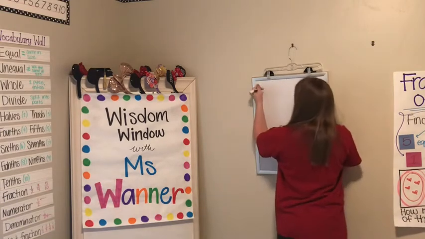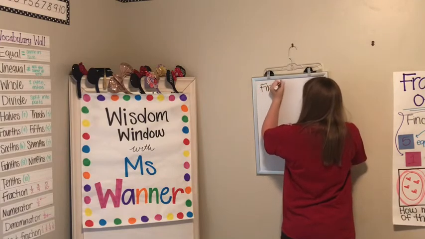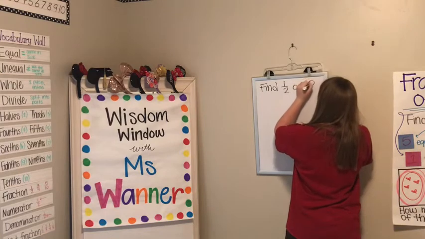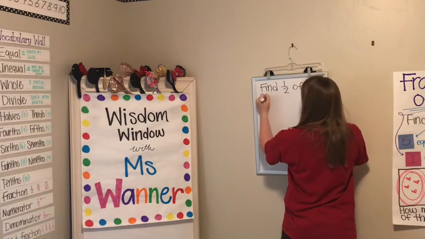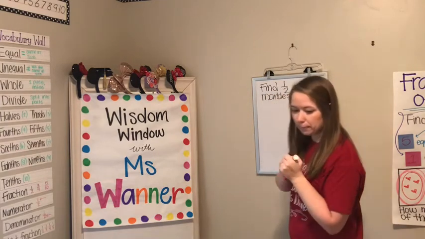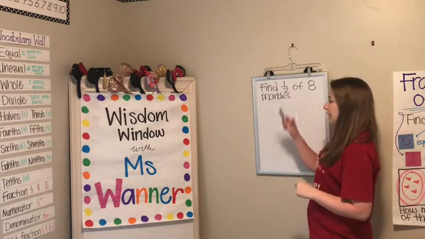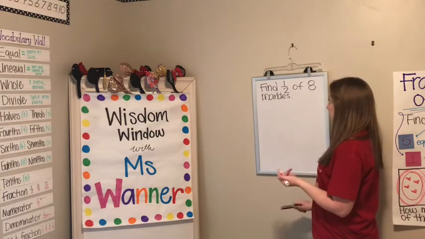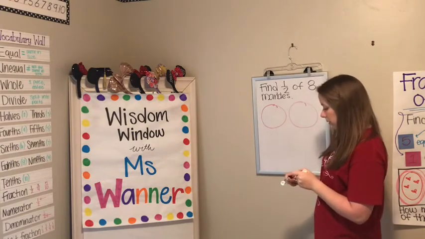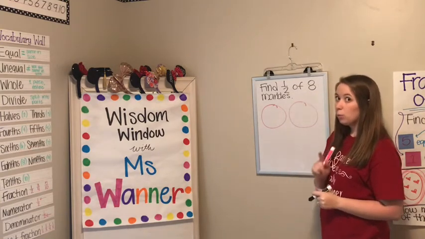We need to find, I'm just going to write out the problem so I know what I'm looking for. We need to find 1/2 of 8 marbles. Right? All right. So the first thing that we're going to do is we're going to look at that denominator. And that denominator tells us that there are going to be 2 parts in our set. And then it tells us that there are 8 marbles total.